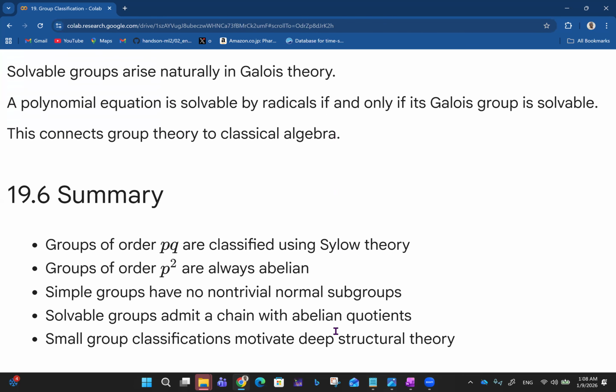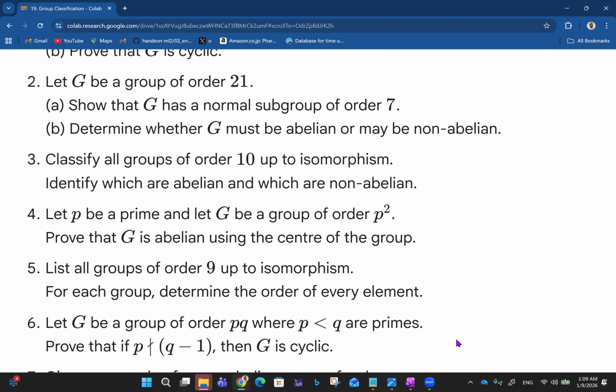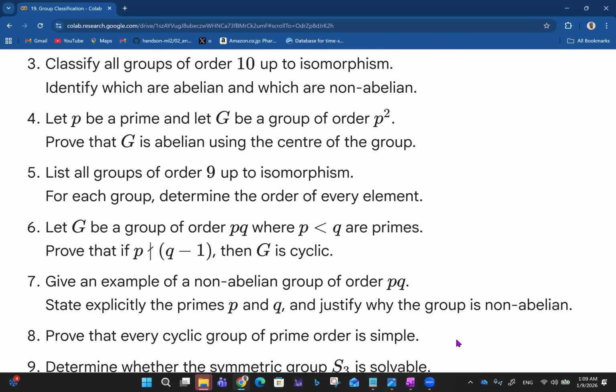So in summary, we see that groups of order pq are classified using Sylow theory, and then groups of order p squared are always abelian. Simple groups have no non-trivial normal subgroups, and then solvable groups admit a chain with abelian quotients. Then small group classifications motivate deep structural theory. And then that leads us to our 10 questions as usual.